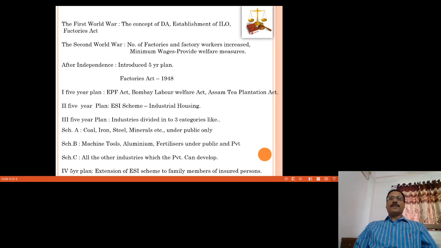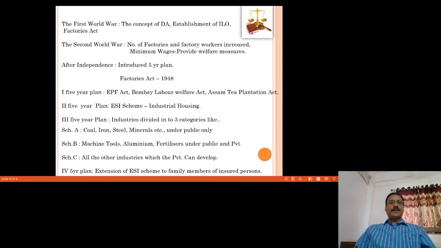The Factories Act protects the health of the workers, the welfare of the workers, the safety of the workers, the working hours of the workers, as well as leave with wages. These five important provisions are specified in the Factories Act. That is why the Factories Act 1948 is the base.